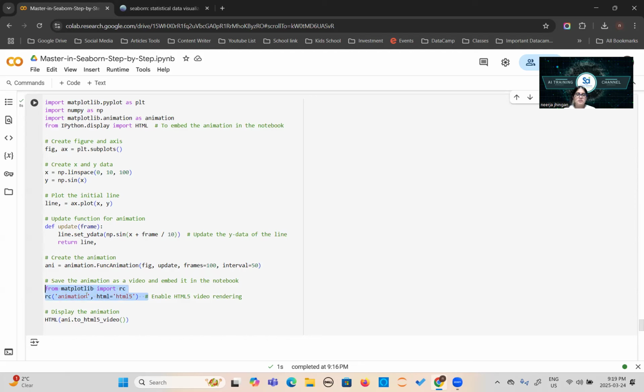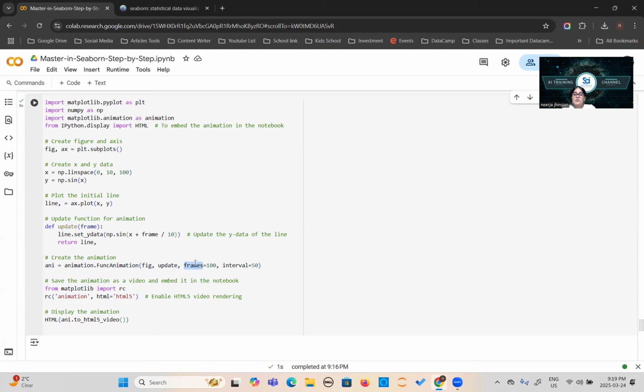Okay, so this will generate the JavaScript and HTML library, and it will help you to run the animated graph. Here we are creating the dummy data. This is a subplot from Matplotlib. If you don't know, you can watch my previous video. And then we are just using axis, line plot, and animation function animation. This is an inbuilt library. We are passing the figure, update, frames.